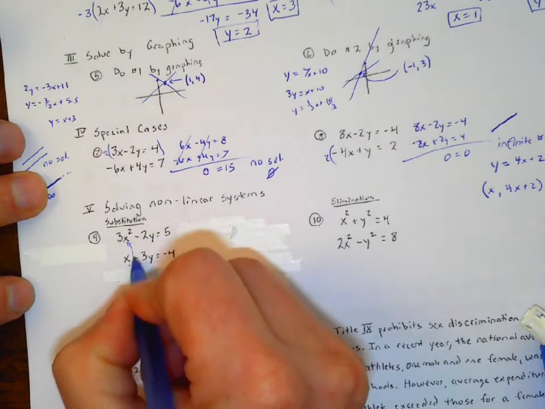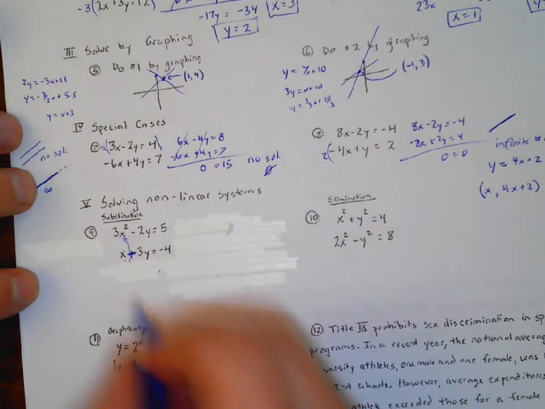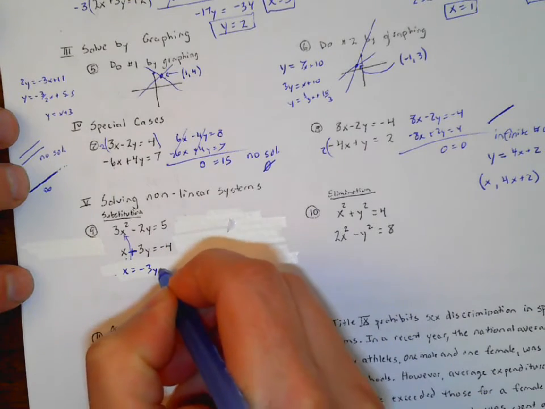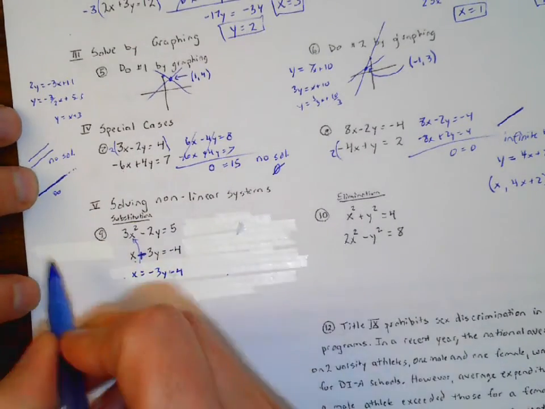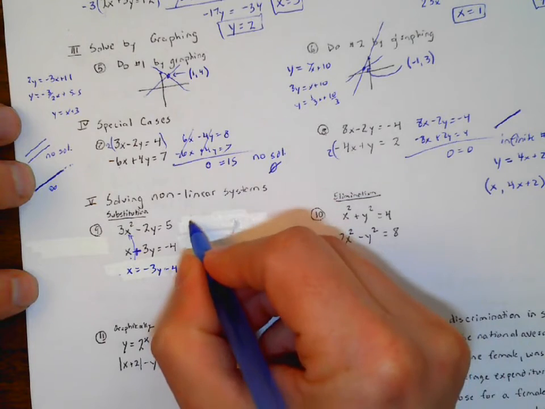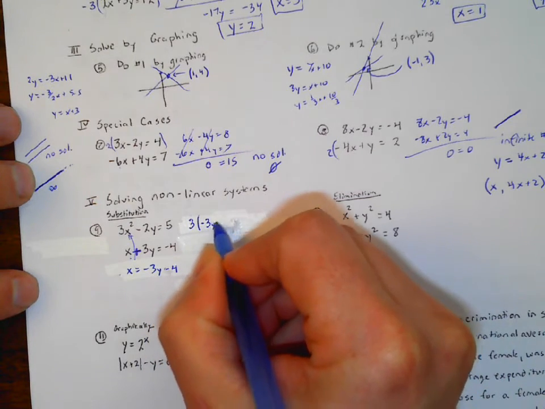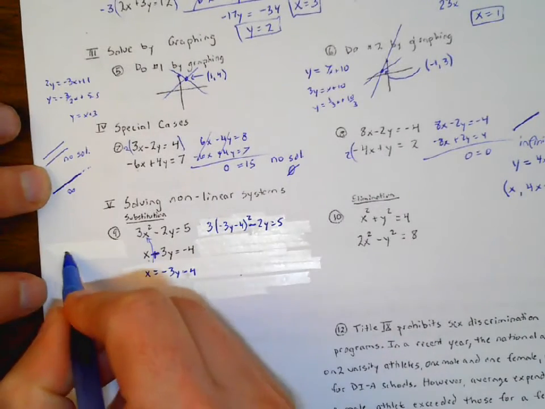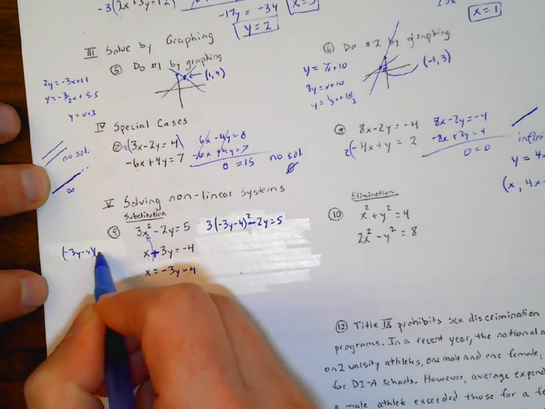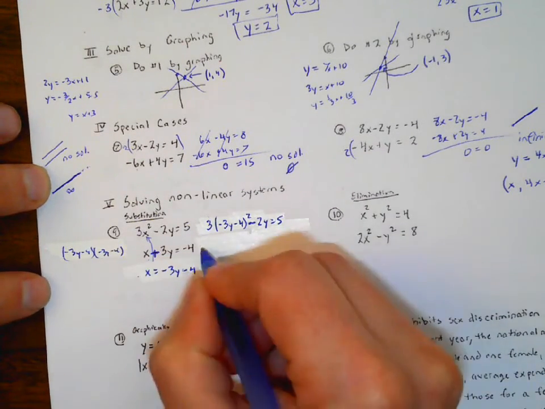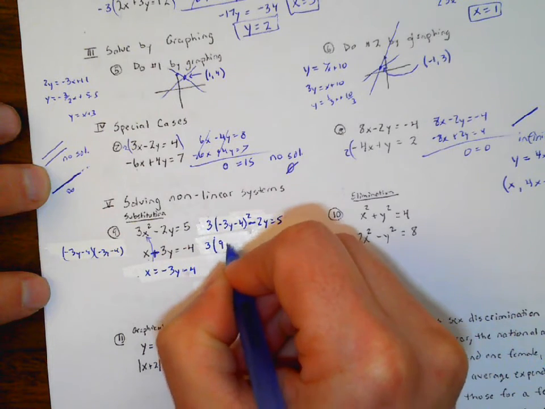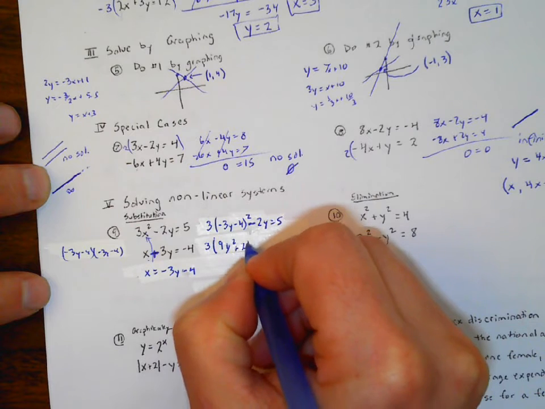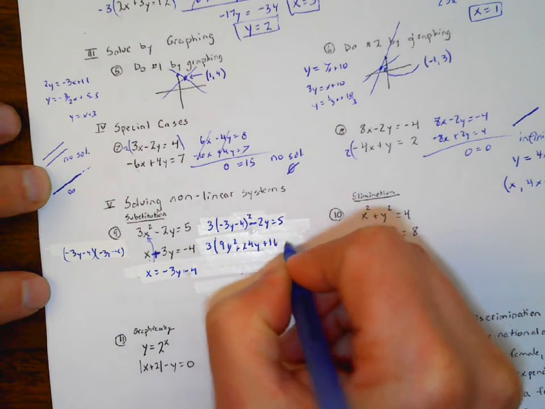Okay, this is supposed to be plus there. So if I solve for that x, I get negative 3y minus 4. When I plug it back in there, 3 times (negative 3y minus 4) squared minus 2y is equal to 5. Negative 3y minus 4 times negative 3y minus 4 gives you 9y squared plus 24y plus 16.